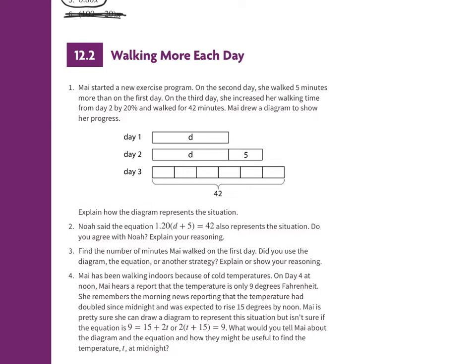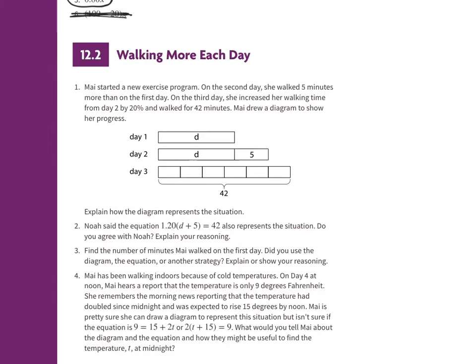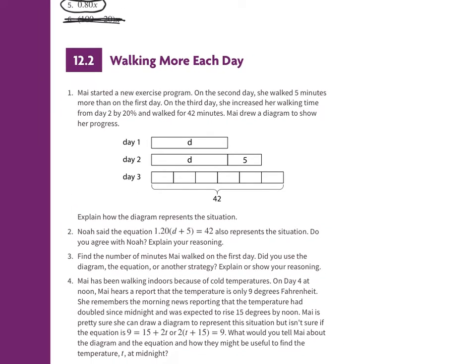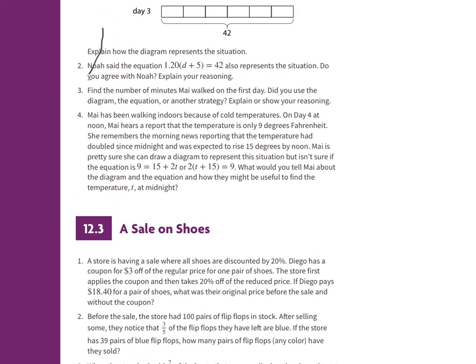So she broke this up into 5 sections. One of those sections is 20%. So she added it on. So, explain how the diagram represents the situation. We just did that. Noah said the equation 1.2 times (d plus 5) equals 42 represents the situation. Do you agree with Noah?